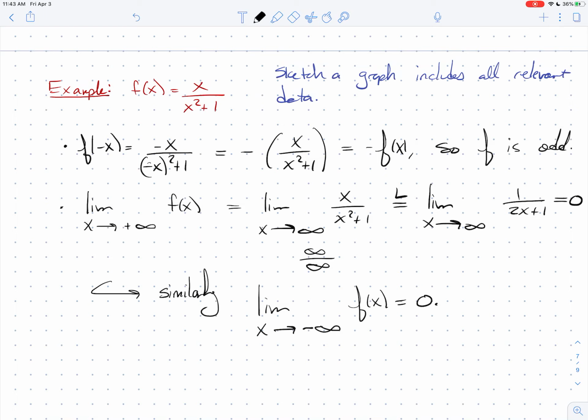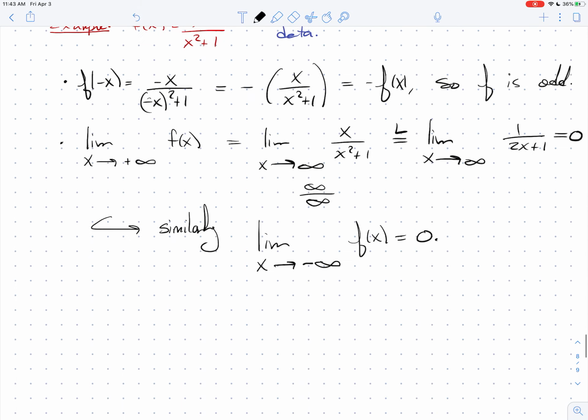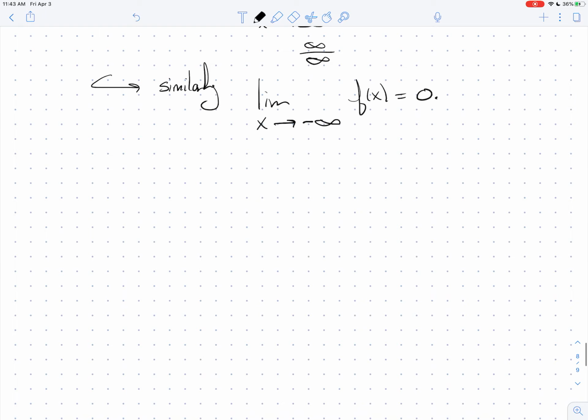So, wow, I didn't even apply any of the new stuff we've learned, and I already know quite a bit about my graph. The graph is going to get closer and closer to the x-axis as x gets large, either large positive or large negative, and I know that there's going to be symmetry across the origin. So now we are ready to dive in and work out the different tests. Let's do it together. I'm going to begin by computing the first and the second derivative. We're just going to get that out of the way.